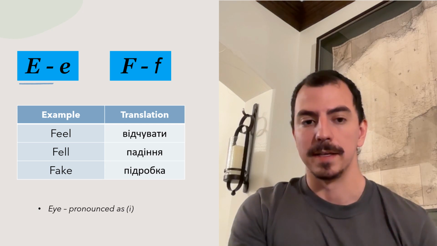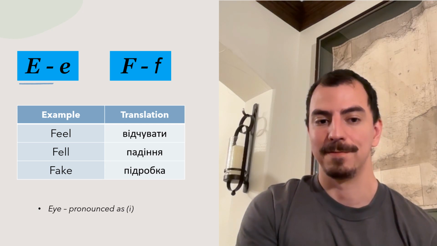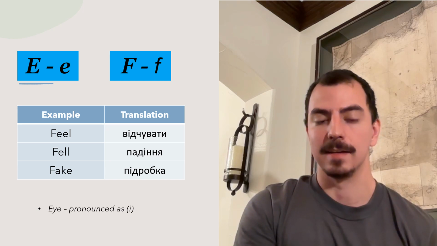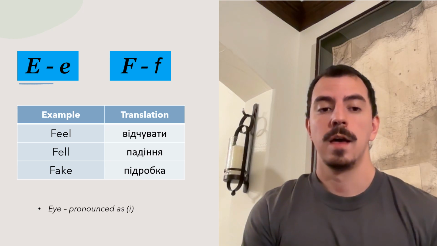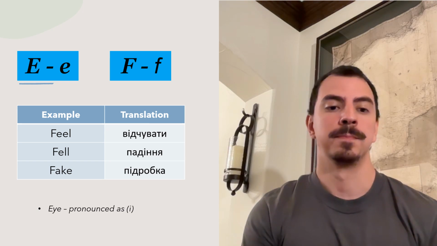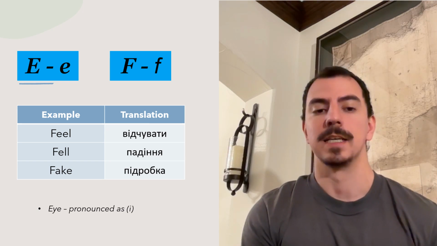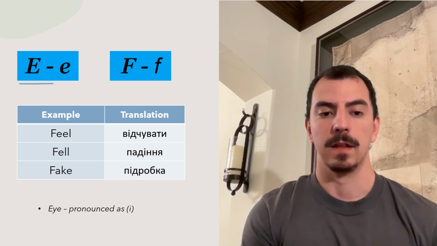The first example is feel. Feel has a double E, where it sounds like feel. It definitely has the long E sound. So when there's two E's close together, it's almost always going to be the long E sound. So feel. The next example is fell, where it has the short sound. Fell.